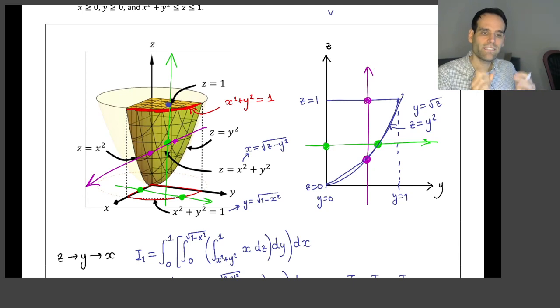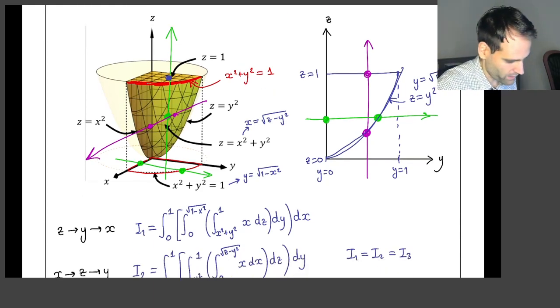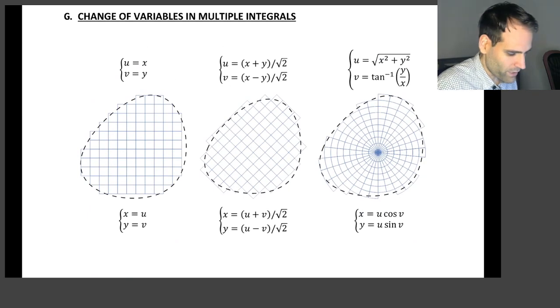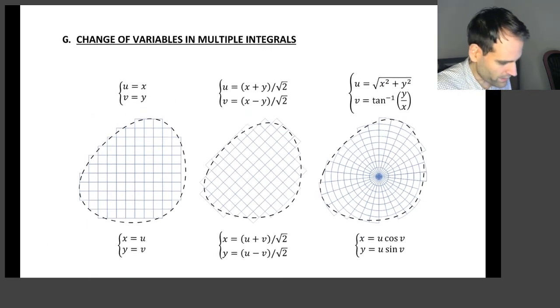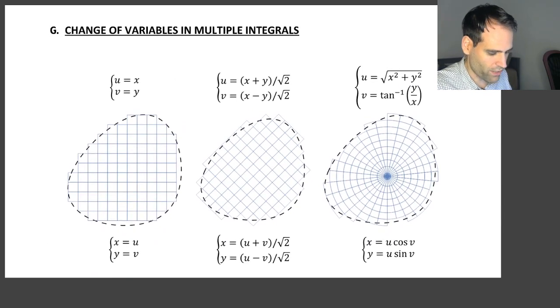So sometimes it's easier to change our directions or change our variables so that the limits of integration become much easier, okay? And that's exactly what a change of variables achieves. So imagine that we don't change our variables. So we have two variables, x and y. Here I just renamed them u and v.